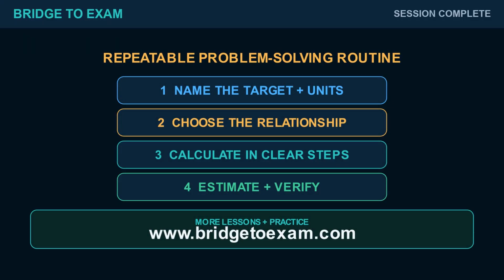Use this routine. Name the target and units, choose a relationship, calculate with clear steps, then estimate and verify. Define the whole, represent the fraction, use equivalence or a benchmark, and confirm the result with a second representation.